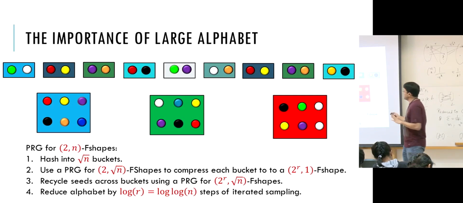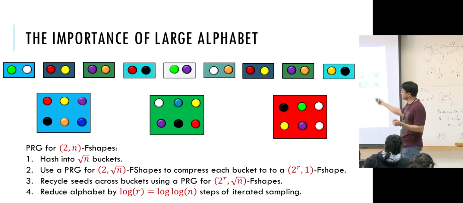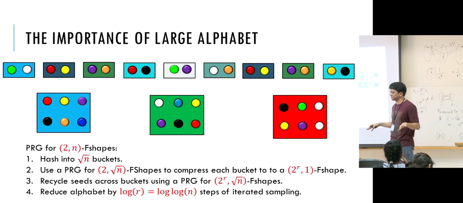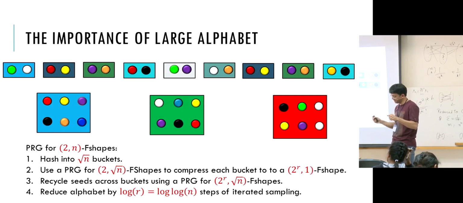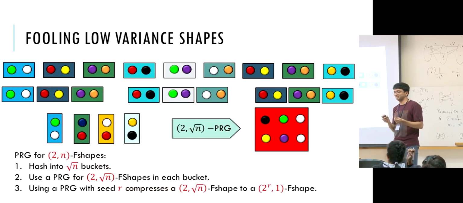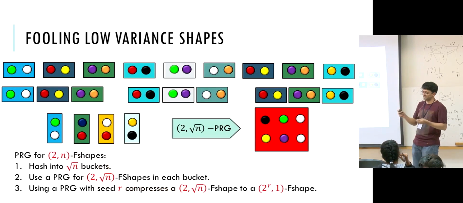So at a high level, what's going on? Even if I start with an alphabet of size 2 in n dimensions, the first step is I hash it into root n buckets. For each bucket, I will use a generator for alphabet size 2 and dimension root n. Across the different buckets, I recycle the seeds, and that recycling is done using a pseudorandom generator for Fourier shapes in root n dimensions over a large alphabet.